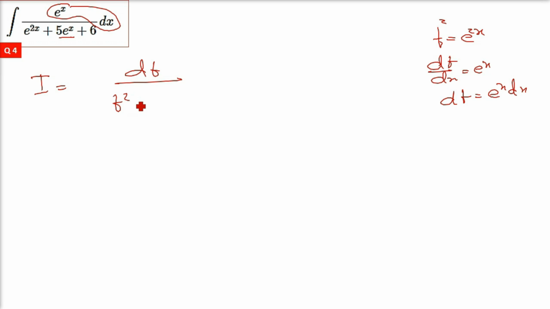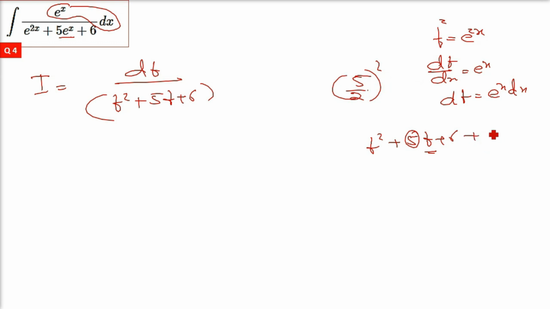Now when we square it, e raised 2x will be t square. So e raised 2x can be replaced by t square plus 5 into t plus 6. We'll try to make this a perfect square now. What is the easiest way of making a perfect square? Just write the quadratic expression, take the coefficient of t, which is 5 by 2, square it. That has to be added and subtracted to the original expression.